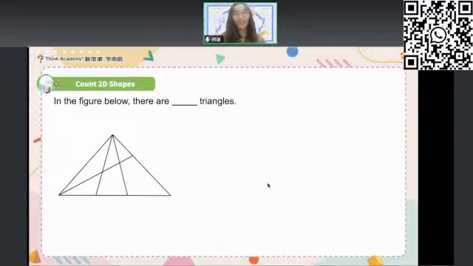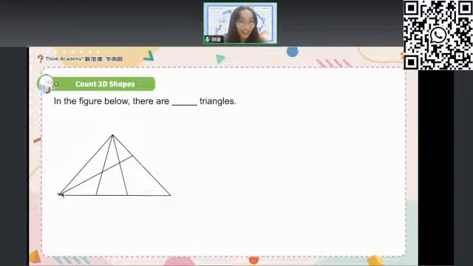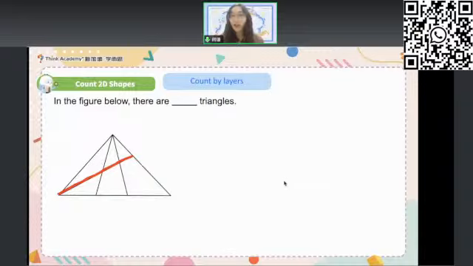Okay, so here you can see, what is the special part? There is a straight line in the middle, right? Okay, this is a very typical example. Everyone, you see this red line, it splits the figure into two parts. So here, let's have a look. We can just count by layers. Okay, this is a very important matter.